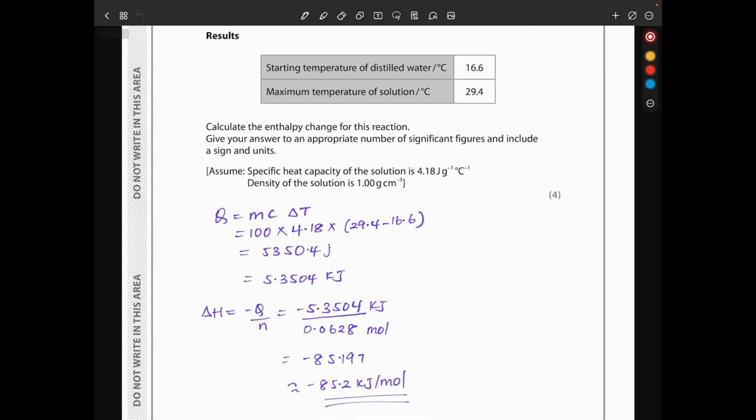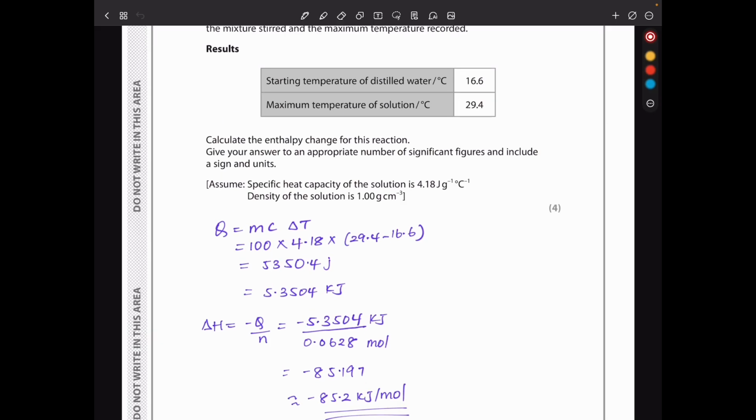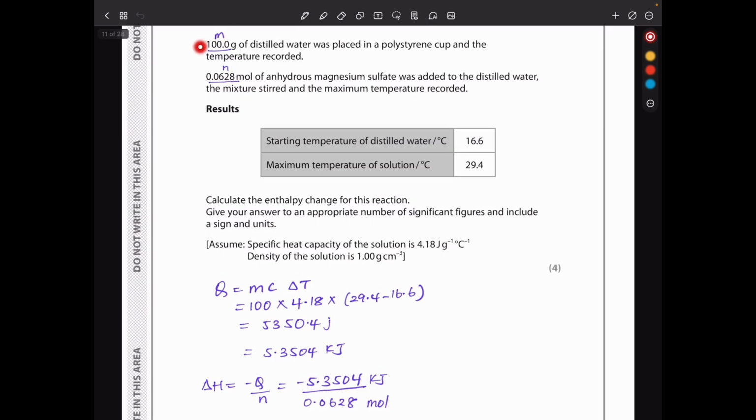They say calculate the enthalpy change for this reaction and give your answer to an appropriate number of significant figures and include a sign and units. They've given us the specific heat capacity and the density of the solution is 1 gram per centimeter cubed. So to find Q, which is the quantity of heat released, it's going to be m times c times delta T, but we have the mass here and the specific heat capacity is given here. And of course the delta T, which is that minus that, to give us that.